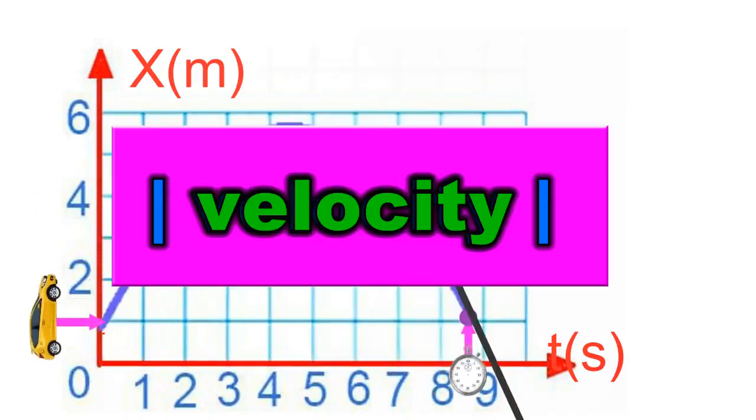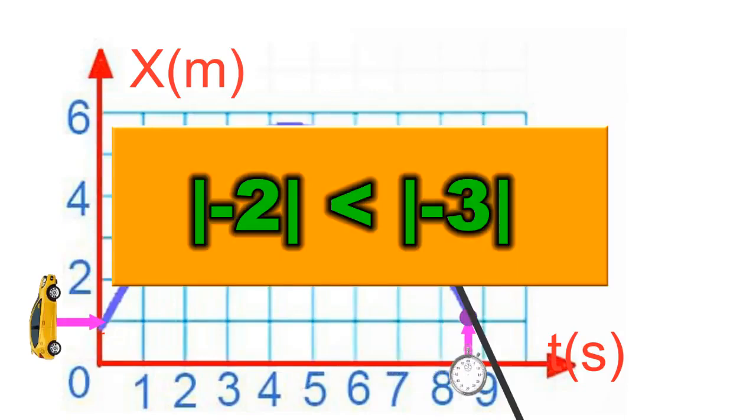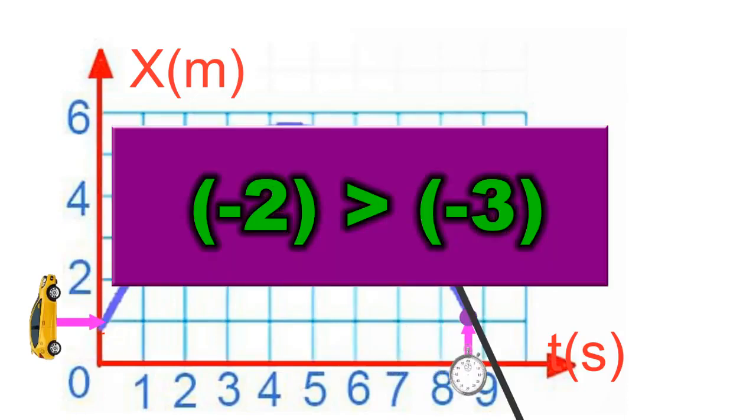When we say that the magnitude of velocity increases, we mean the absolute value of velocity. Note, you may be in doubt here, for example, whether -2 is bigger or -3. If you mean the absolute value of these numbers, the absolute value of -3 is bigger. But if you consider the negative sign, -2 is bigger.